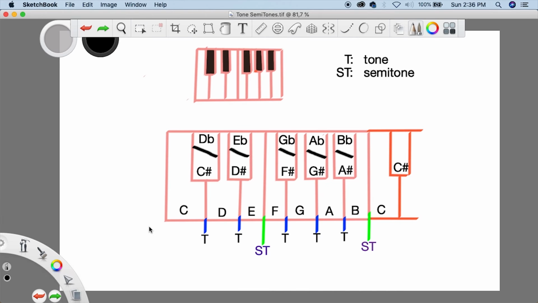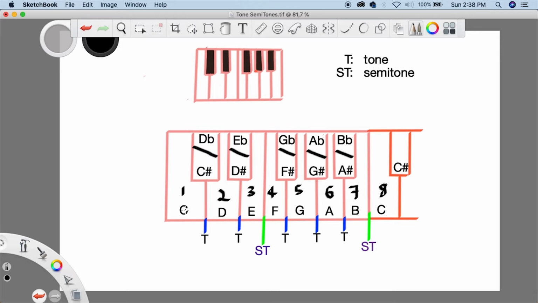So now we're going to be talking about the tones and semitones. We number key C as number 1, key D as number 2, E number 3, F number 4, G number 5, A number 6, B number 7, and the higher octave of the C number 8. If you look up here, the T represents tone and the ST represents semitone. So in case you're wondering what is the meaning of the T and the ST, how did we get this T here?